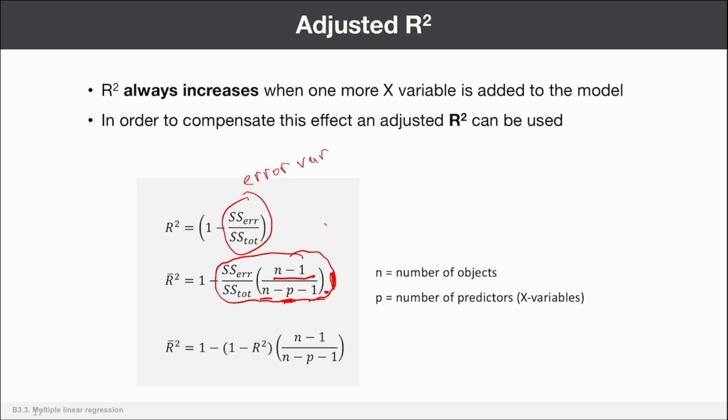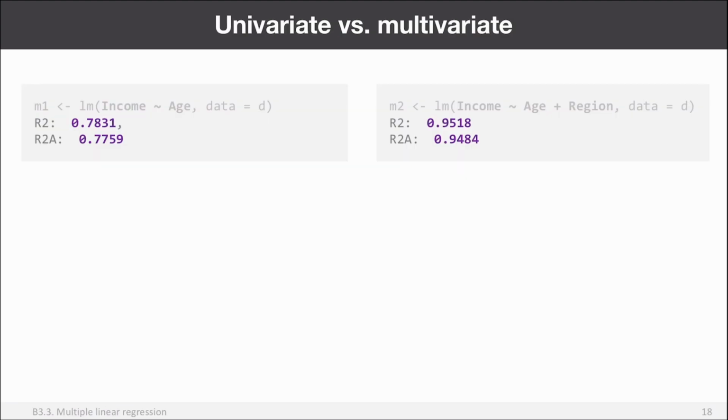You can also compute it based on the additional R squared. You remember that this one, SSR divided by SS total, is the same as 1 minus the normal R squared, right? So this is what I use here, and then you multiply this ratio as a compensator and then subtract from 1. Okay. Let me show you how it works.